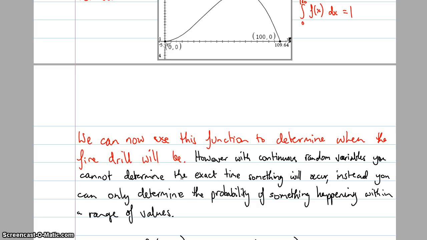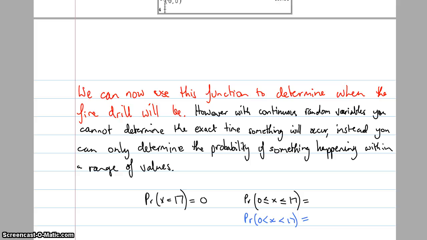So, is it 17 minutes, or is it 17 minutes and 1 microsecond? Or did the fire drill happen at 15 minutes or 14.9999999 minutes? It gets a bit tricky, so we can only work it out within a range. For example, the probability that x equals 17, that it happens at the 17th minute, is equal to 0. You can't actually get the area of that.